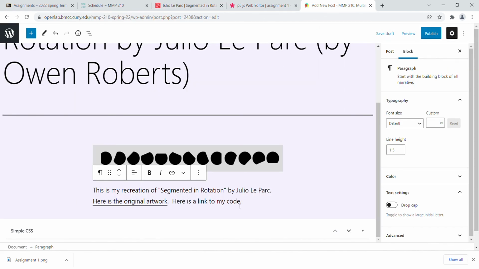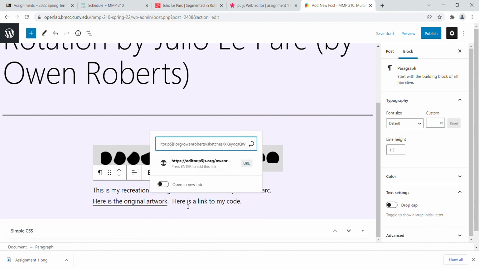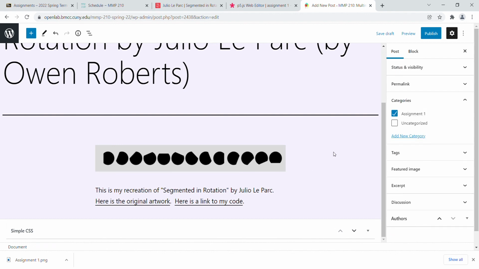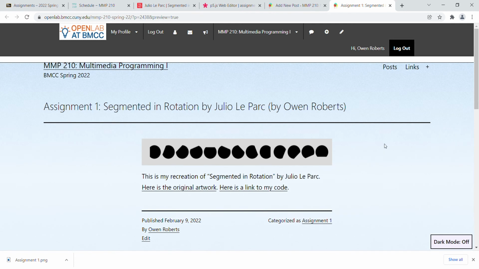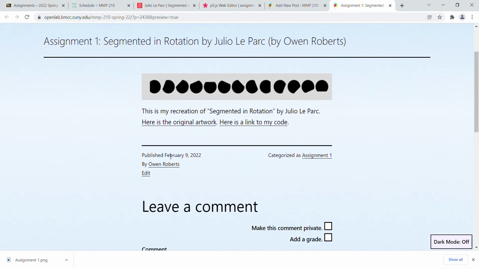And so I'll go back to the post. And here's a link to my code. I'm going to click the link button again, paste that in there, open a new tab, and hit enter. And then I can preview this if I want to make sure it looks good before I publish it. It's a really short artwork, but it's kind of cool. And so there it is.